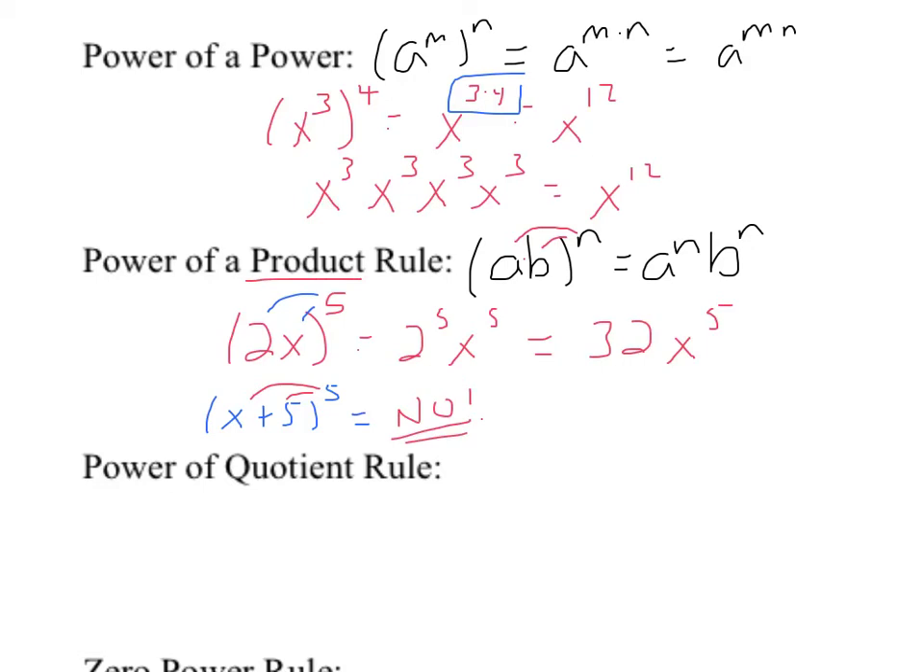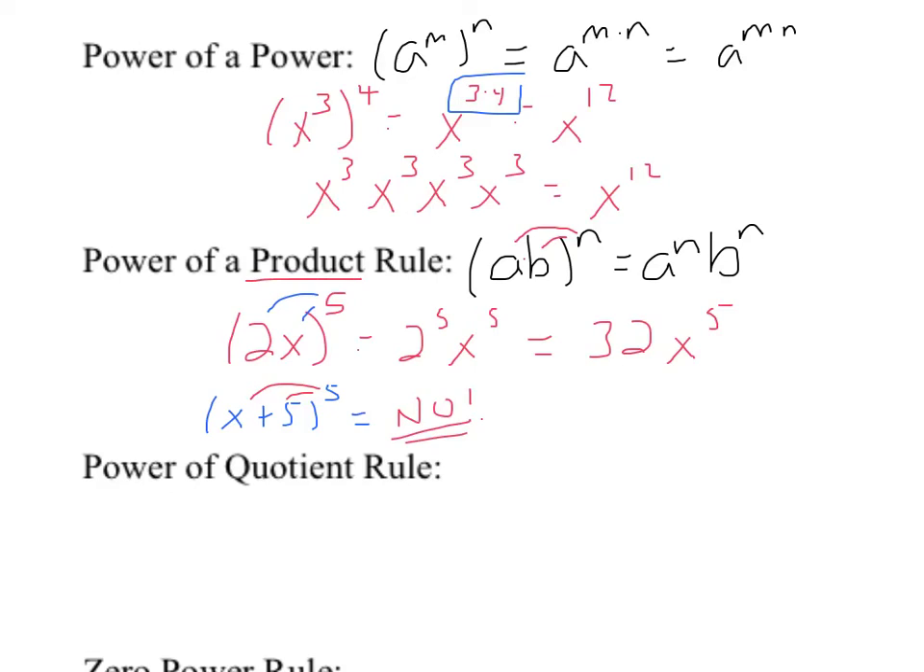We cannot distribute a power when we have a binomial, in this case, in the parentheses, or a trinomial, or whatever the case may be. You can only distribute that power when we have a monomial on the inside of the parentheses.